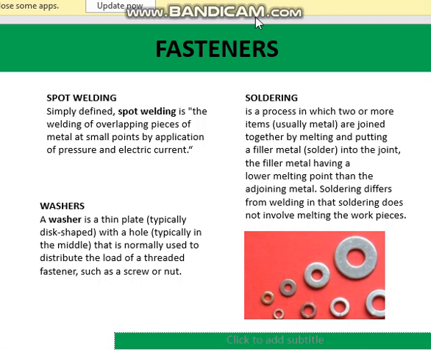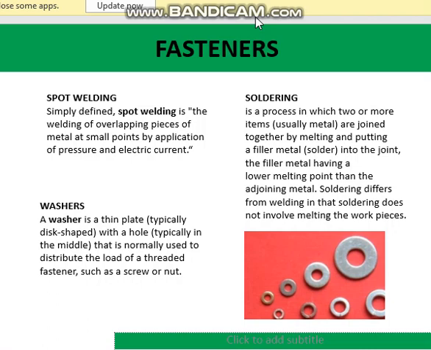Simply defined, spot welding is the welding of overlapping pieces of metal at a small point by application of pressure and or electric current. So two things which can fasten these spots are the pressure and electric current.